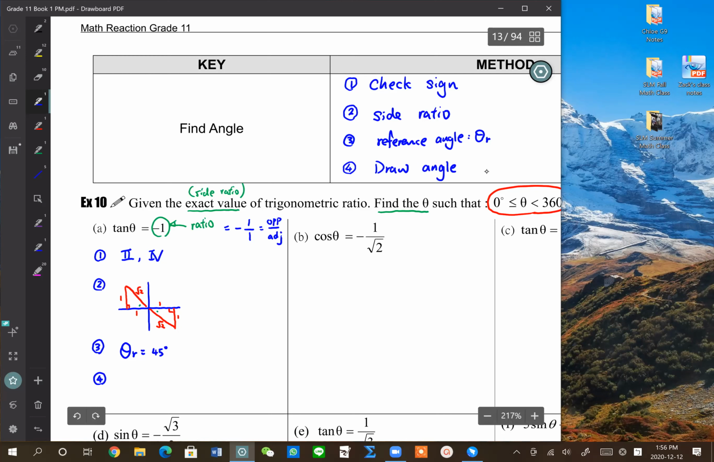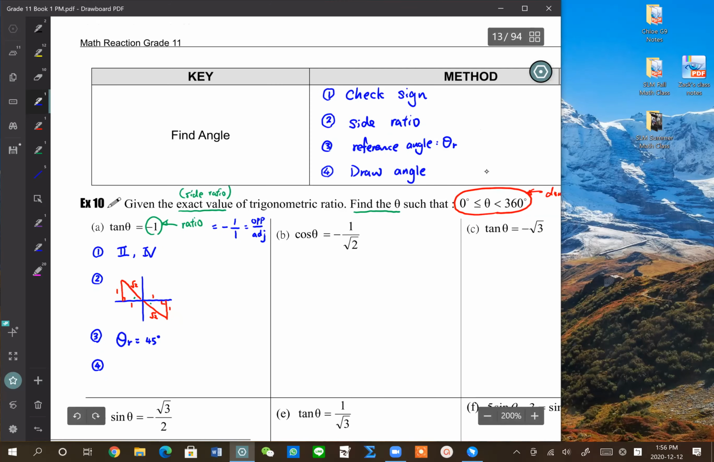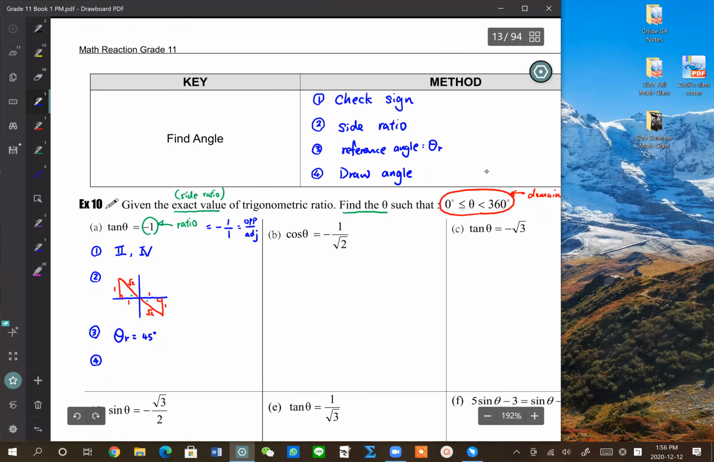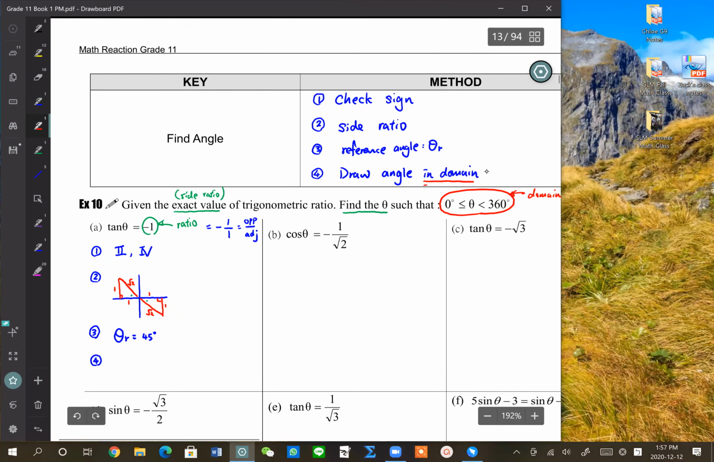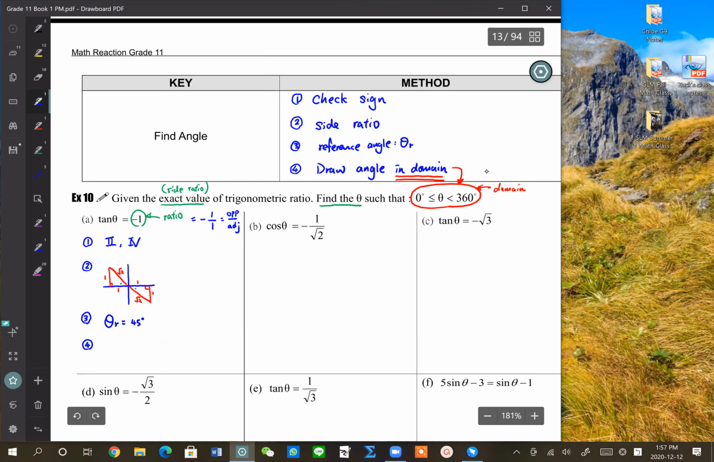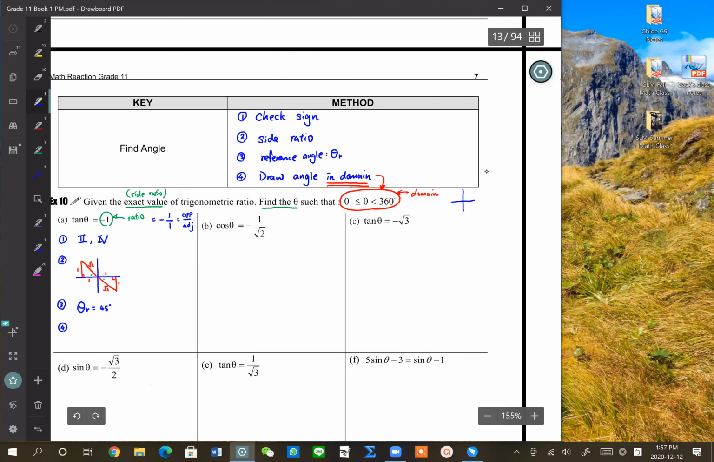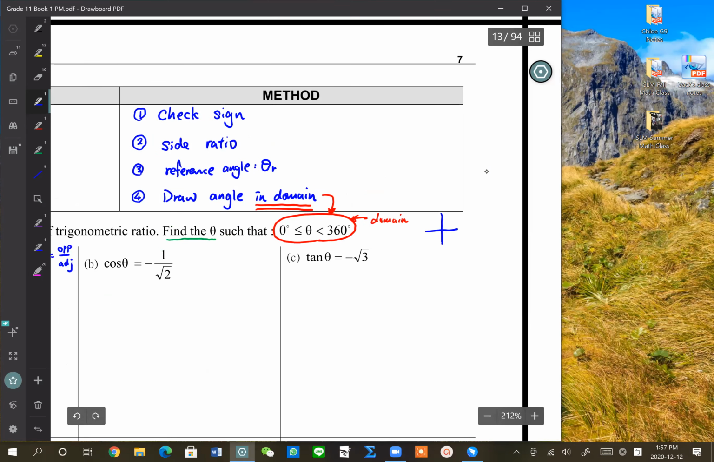Okay. So draw angle, but here we are only interested in angles that are inside the domain. Okay. The domain they give you is 0 to 360 degree. Okay. So make sure you add that in. Draw angle in domain. Okay. This is something new. Domain is talking about this thing. 0 to 360.